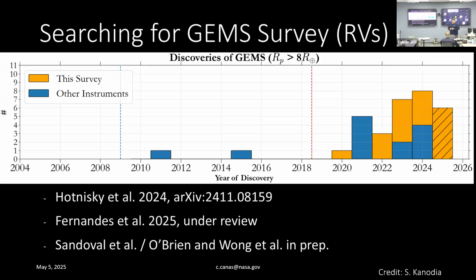In terms of a radial velocity survey, we are really leveraging the tools that the community has developed to find these objects, characterize them, confirm them, and get them out to the community so that anyone can follow up on them if they want with JWST or with other instruments.